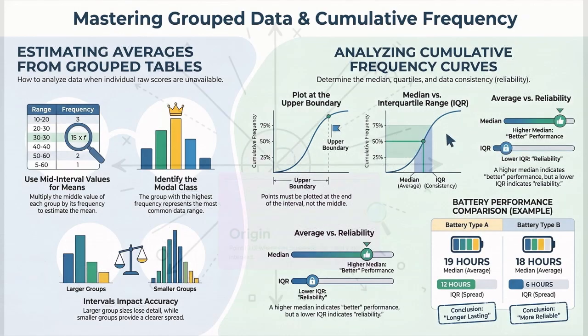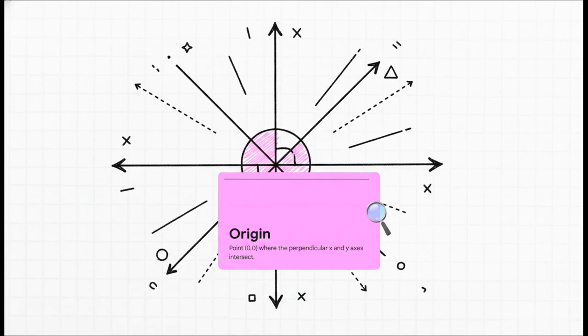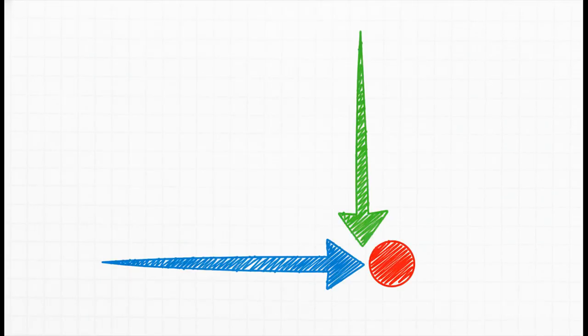Every journey starts at the origin. It's that (0, 0) anchor point where our x and y axes collide. To pinpoint a spot, just remember, walk along the horizontal hallway before climbing up the vertical stairs.